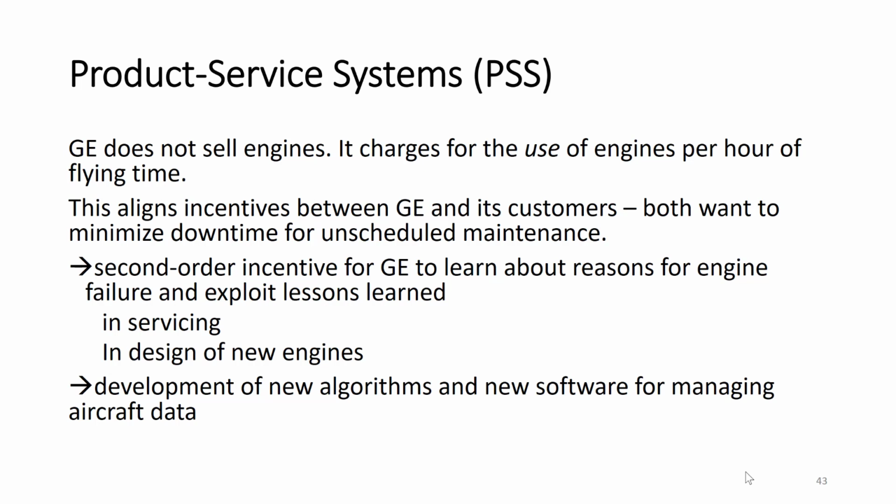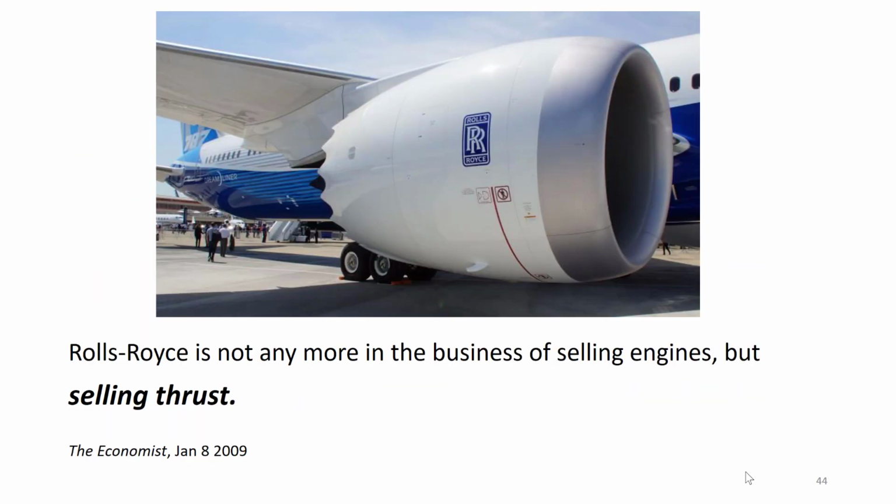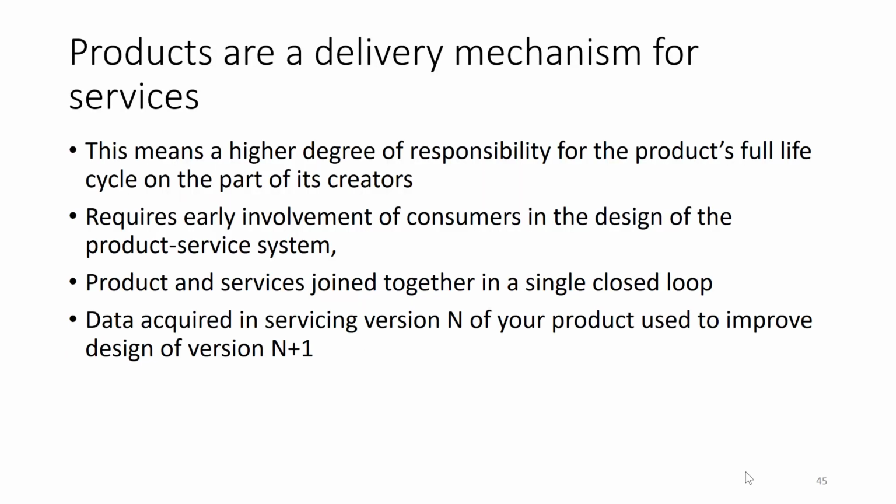So this changes the way engines work. It makes them more long-lasting. It means that they break less. It means that they get better in design, because GE takes the lessons they learn from tracking the use of engines which exist now to design better versions of those engines in the next iteration. Rolls-Royce does the same thing, and they advertise that they don't sell engines anymore, they sell thrust. All right, so products become a delivery mechanism for services.